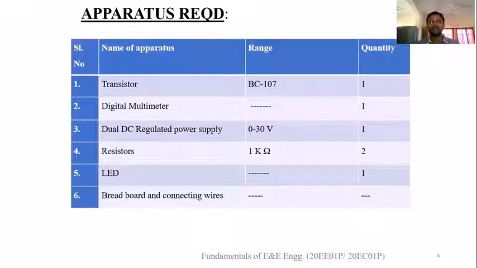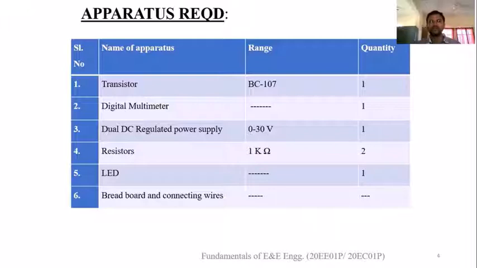The apparatus required are the transistor. Here I have mentioned BC107. It is an NPN transistor. P-type semiconductor is sandwiched between 2 N-type semiconductors, and that is called an NPN transistor. And the quantity required is 1.